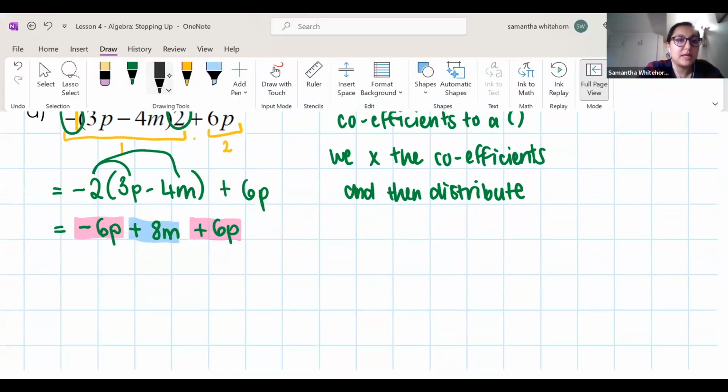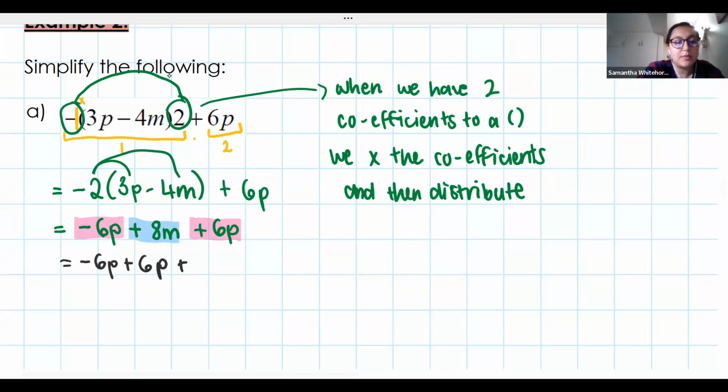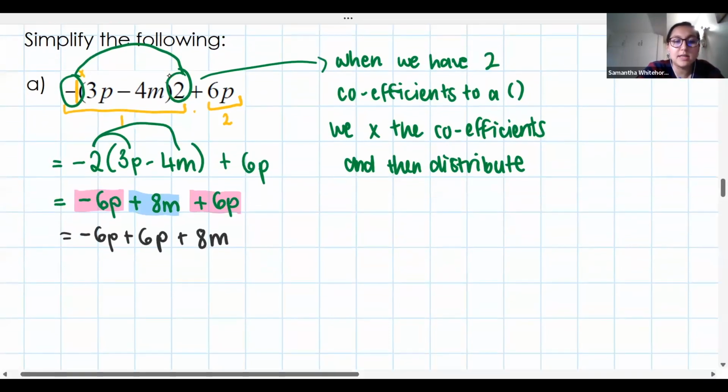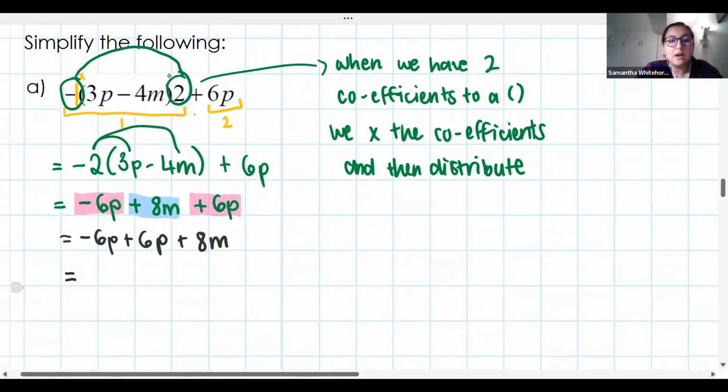Remember, I've said this to you many times before. If you feel more comfortable writing your like terms right next to each other and grouping them first before adding or subtracting, by all means, go for it. You don't have to, but you can.